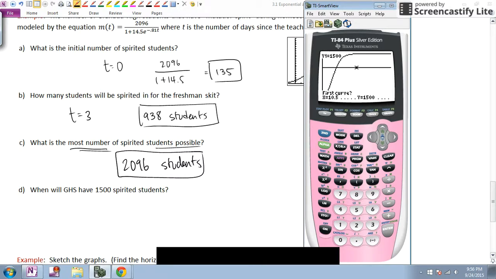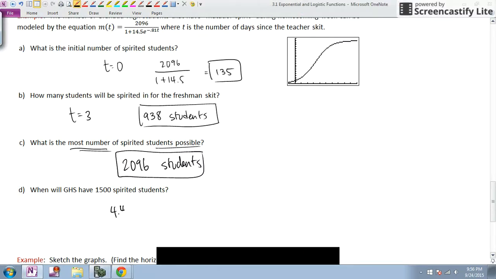The first curve is 1,500. Yes, I'm going to hit enter. Second curve is that gross one. Yes, I'm going to hit enter. And now I'm going to move the cursor from wherever it is over to where I think the intersection is. Hit enter, and bam, there you have it. 4.4 is X, or X represented days. So 4.4 days after the teacher's skit, you shall see 1,500 spirited students, right? So that's crazy.